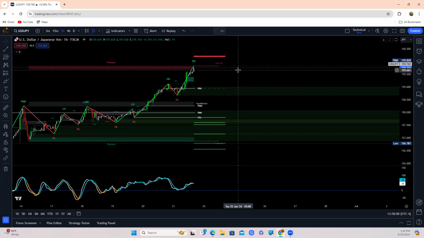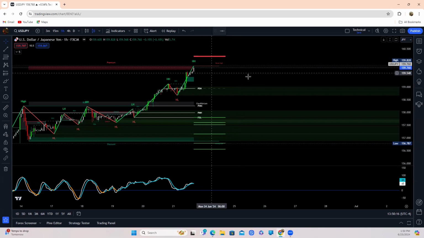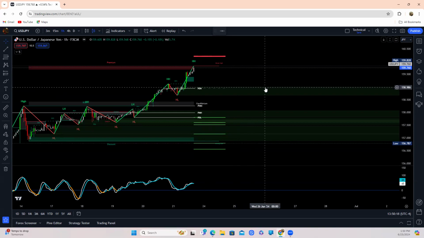Why are you putting in that buy trade? Why are you putting in that sell trade? Did you do your analysis? What is the higher time frame bias, right? Again, if your trade isn't in the direction of the higher time frame bias, you might want to wait a little bit until you get a setup that points to that.